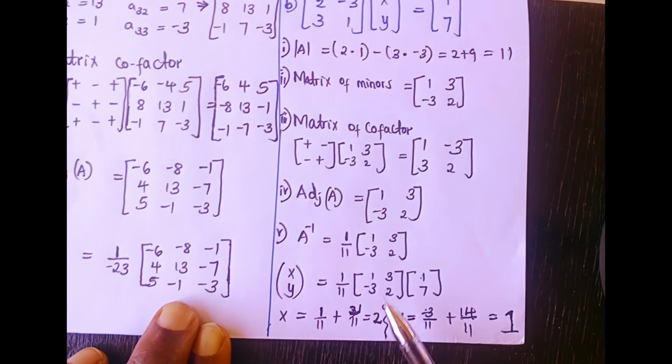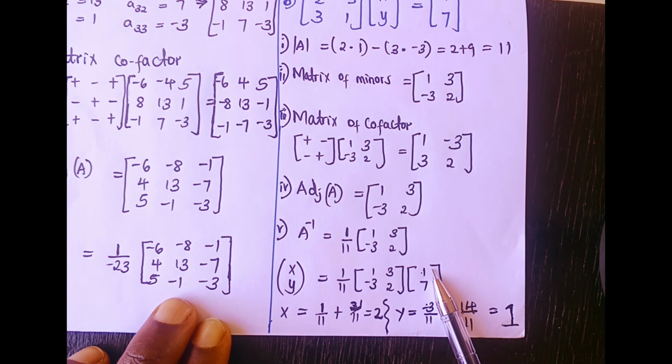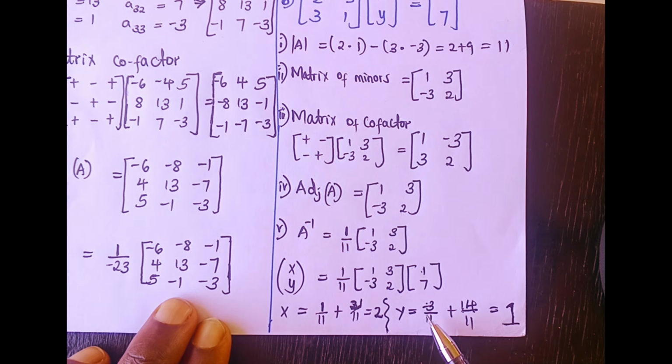For the value of y, negative 3 multiplied by 1 will be negative 3, so it will be negative 3 over 11, plus 7 multiplied by 2, which is 14 over 11. So here it's going to give you 11 over 11, which is the same as 1.